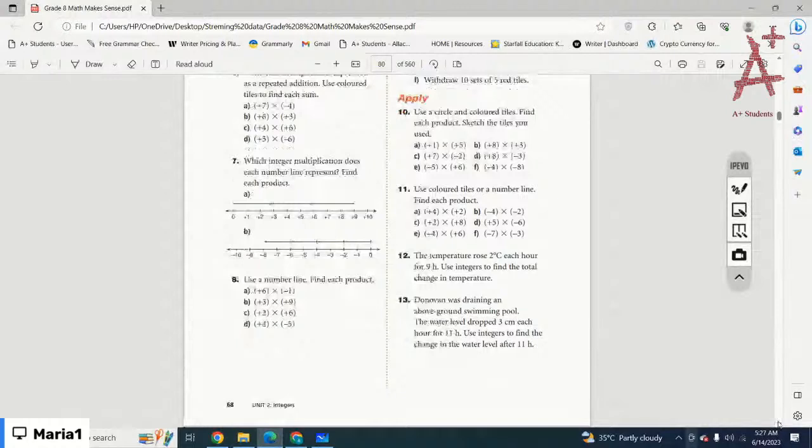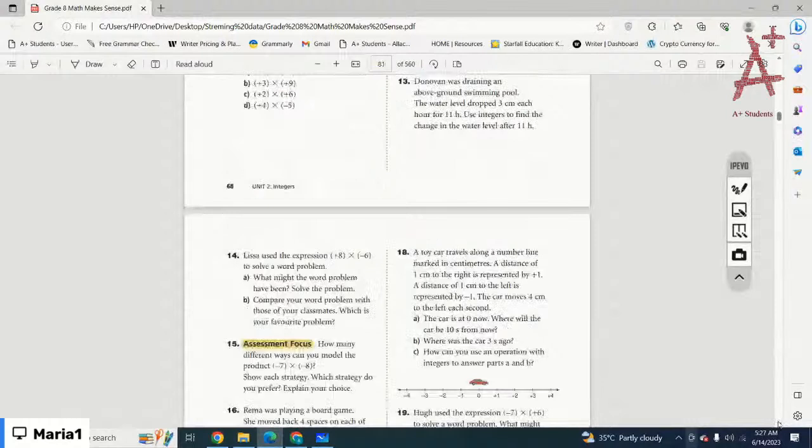Let's just look at question number 14. Lisa used the expression positive 8 times -6 to solve a word problem. What might the word problem have been? Solve the problem. Compare your word problem with those of your classmates. Which is your favorite problem? Everyone can write a different question. You have to just make the expression for positive 8 times -6. Like you can say, Ali withdraws $6 from his bank account every day for 8 days. Got it? You can write something like this.